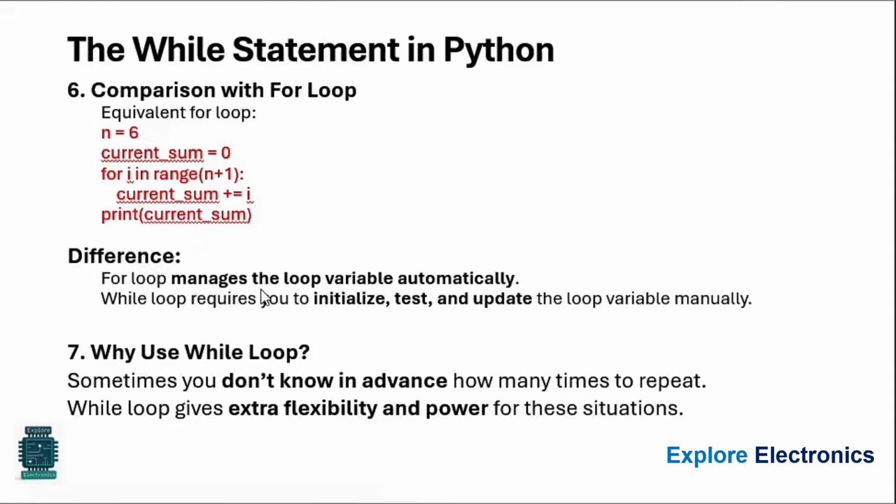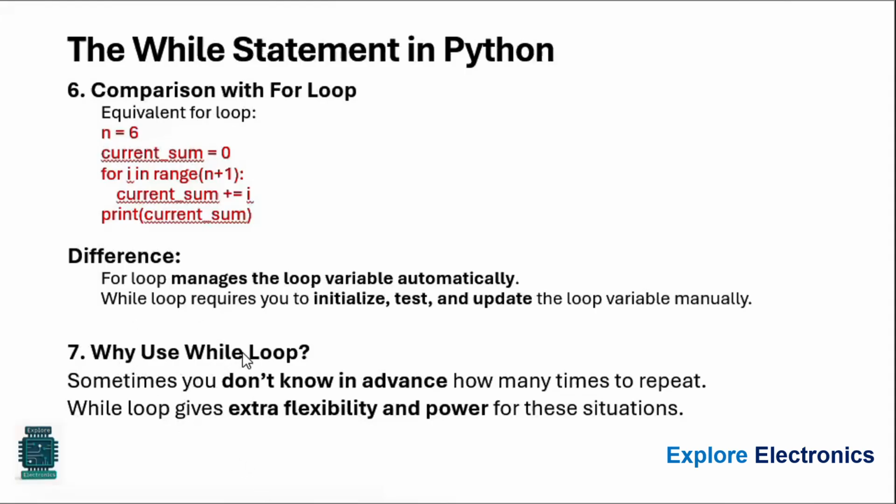Here the for loop manages the loop variable automatically. The while loop requires you to initialize, test and update the loop variable manually. You have to initialize the values, test, and update everything. It has to be done manually in the while loop.